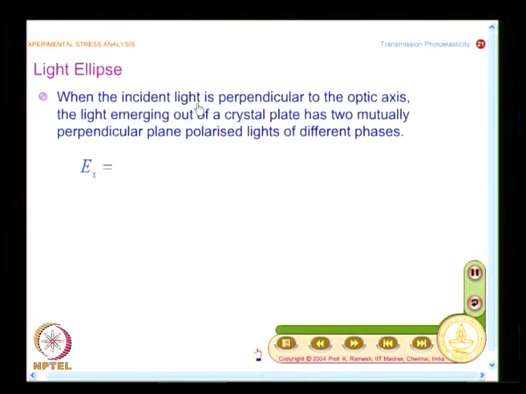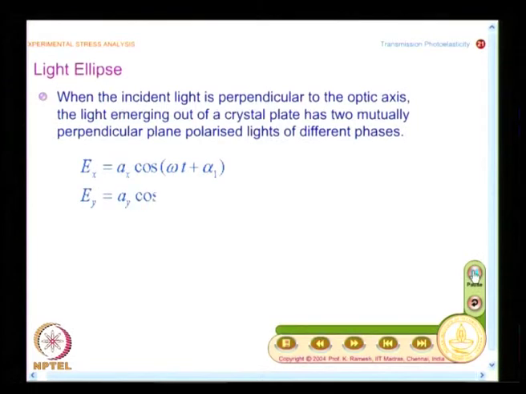When the incident light is perpendicular to the optic axis, the light emerging out of a crystal plate has 2 mutually perpendicular plane polarized lights of different phases. This is what you have to understand. That they have different phases is very important, and you represent the light waves like this.